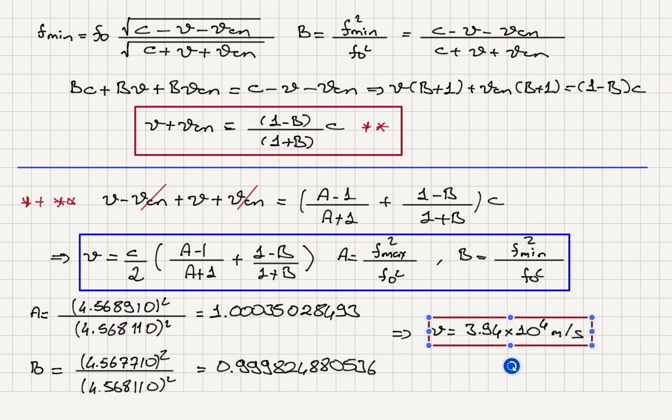And what I was asked to find was velocity of the center of mass. The center of mass velocity is 1 minus B over 1 plus B times C, the double star equation, minus V. And this gives us, for the velocity of the center of mass, minus 13.1 times 10 to 4 meters per second.